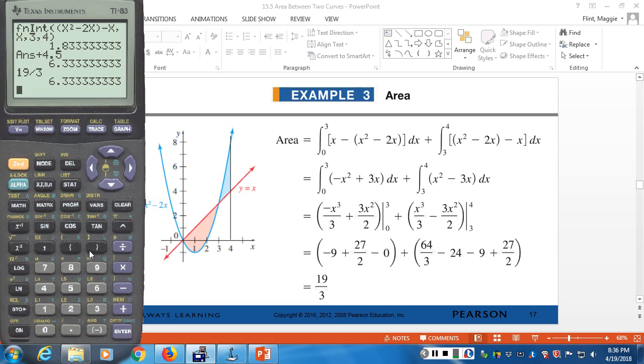So you can do that whole problem on your calculator, but again, you would want to graph it and find those intersection points first, and then break it up into two subregions. Okay?